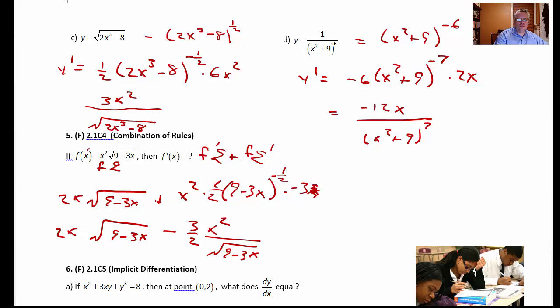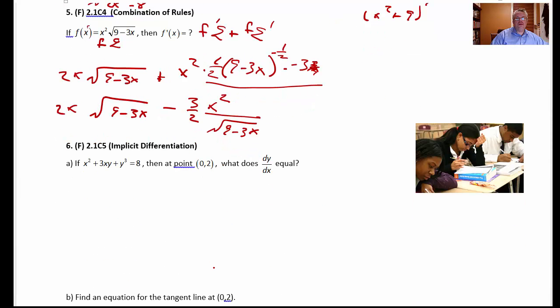So what happened? Well, we were doing the product rule. It was going great until we got to the derivative of the square root of 9 minus 3x, and that's what all this mess is. And so negative 3 over 2, that's the number part. We have an x squared, and that goes in the denominator. All right, it's a mess, I know.